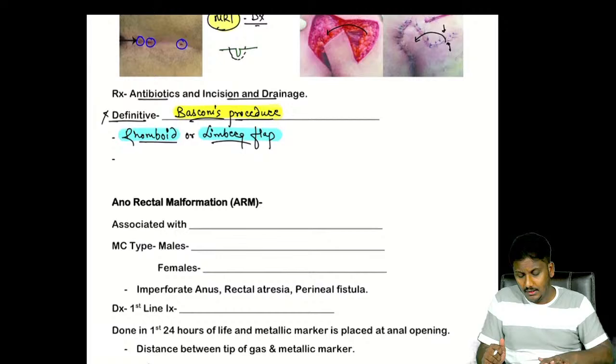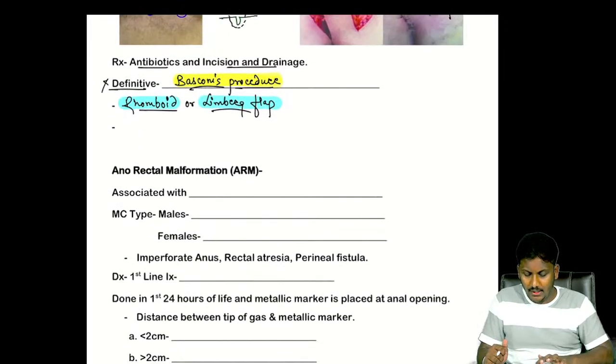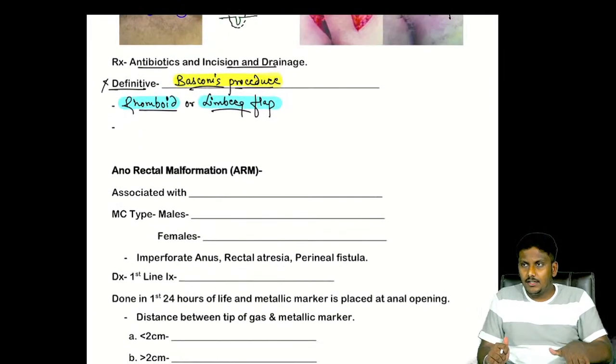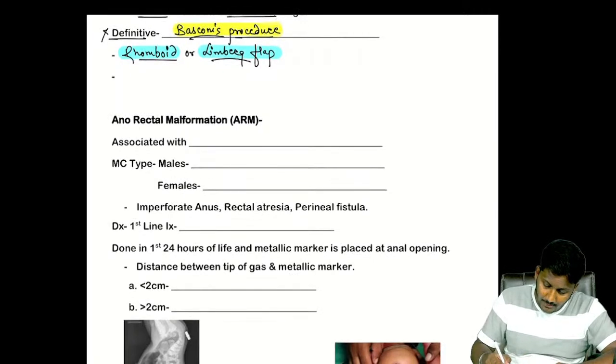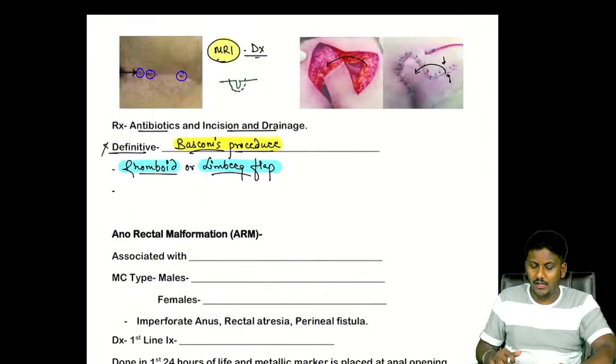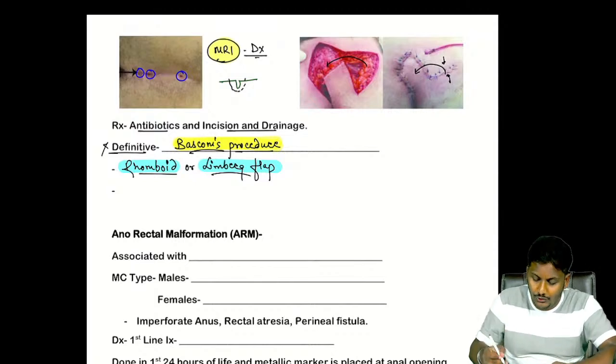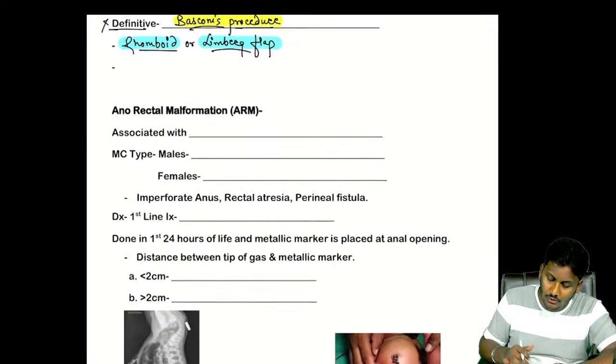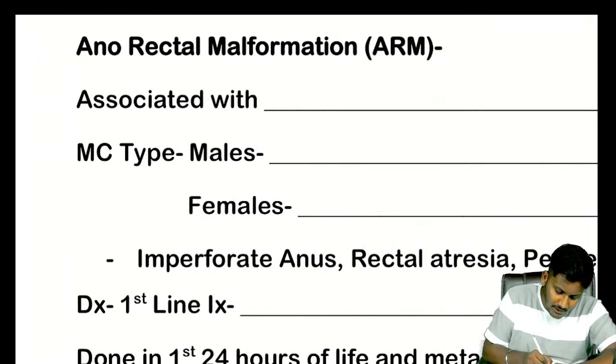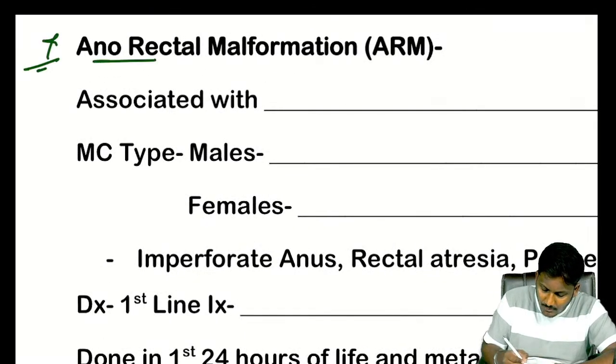Done with this. Now let's talk about another condition, beta. And that next condition is nothing else but ARM, beta. What is ARM? Anorectal malformation. Now when I talk about anorectal malformation, that means the baby in fetal life had some defect, beta, in the anal canal or the rectum during development. And all those defects together, beta, will be classified under ARM, or anorectal malformation.